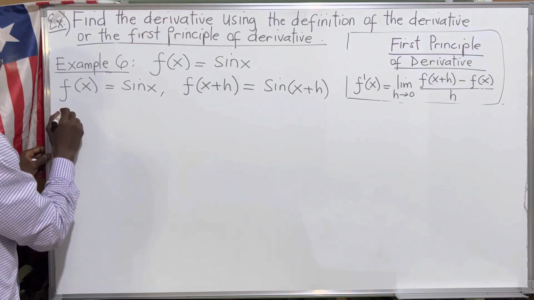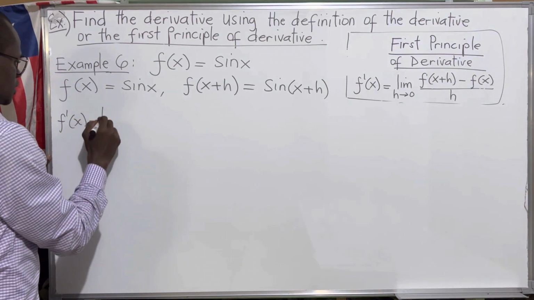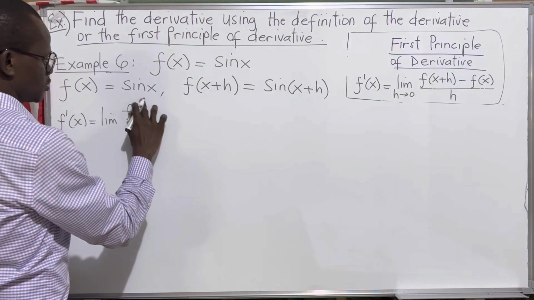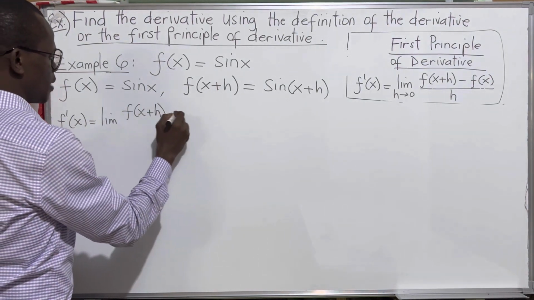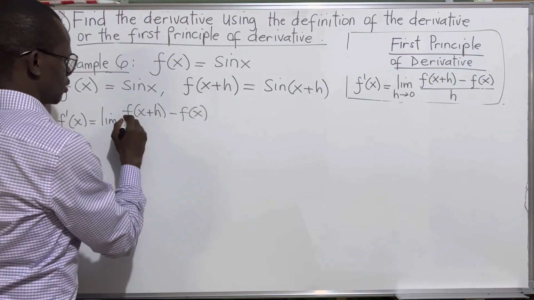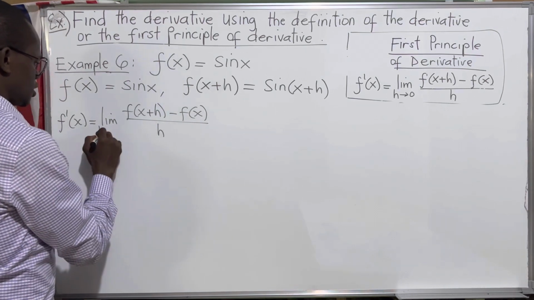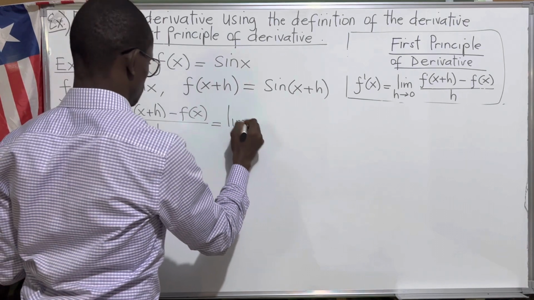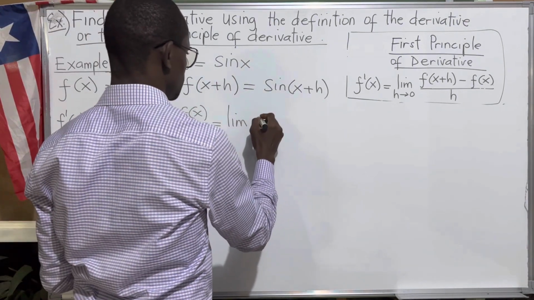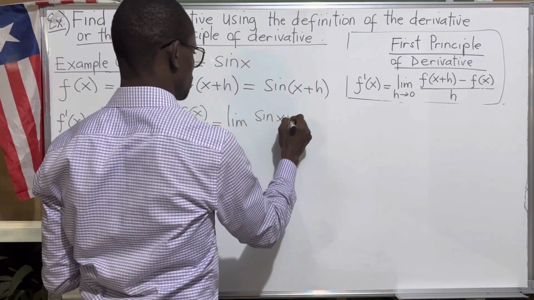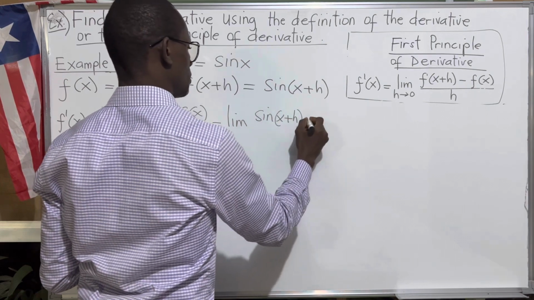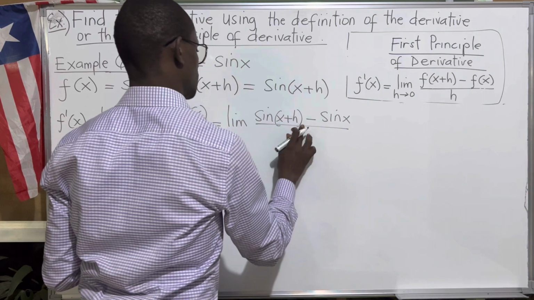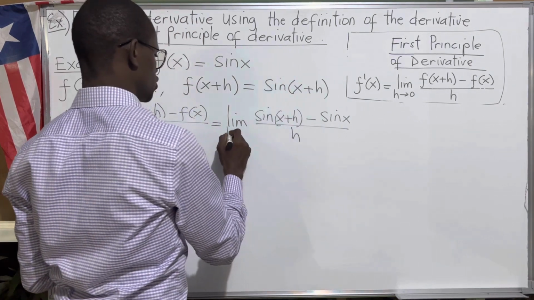So we have f prime of x is equal to the limit of f of x plus h minus f of x, all divided by h, as h approaches 0. So this now will be f of x plus h, which is just sine of x plus h, minus sine of x, as h approaches 0.